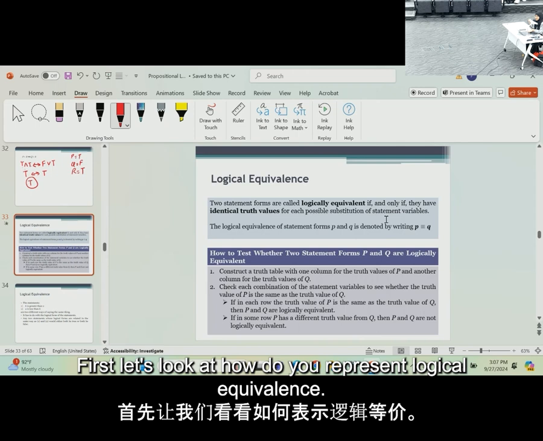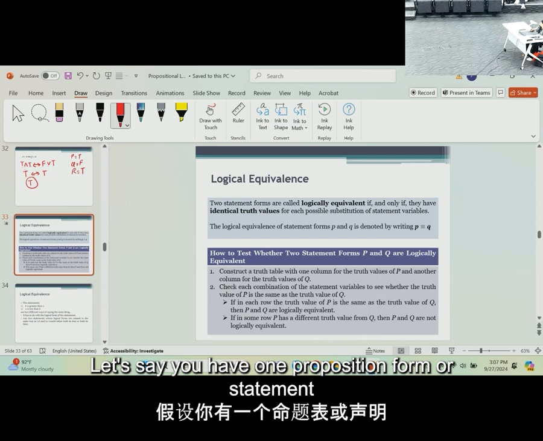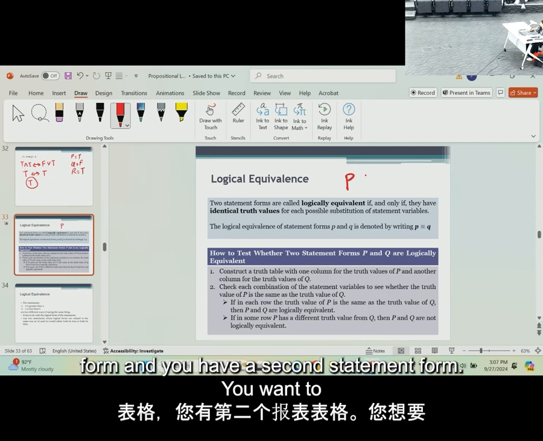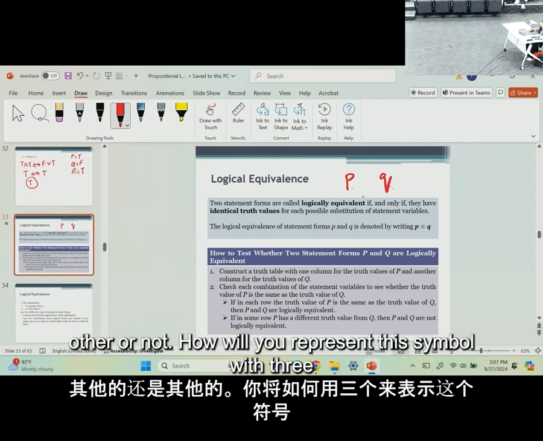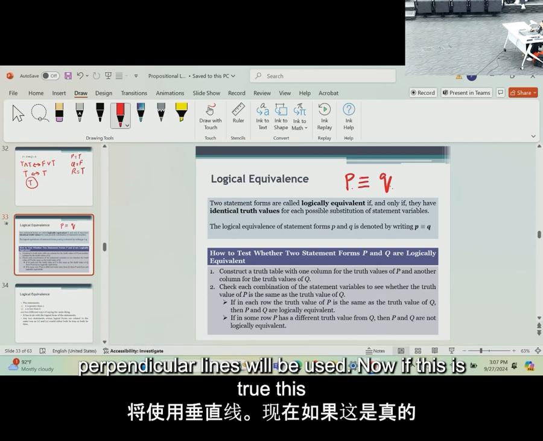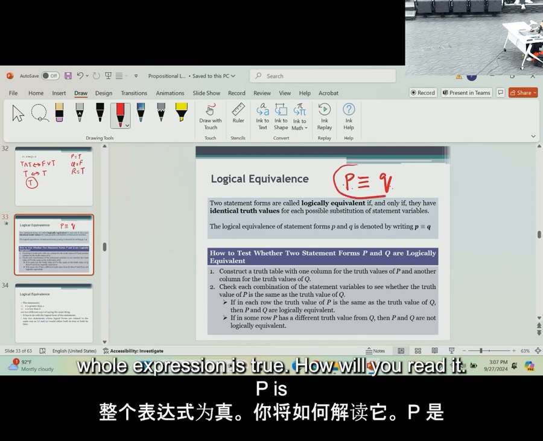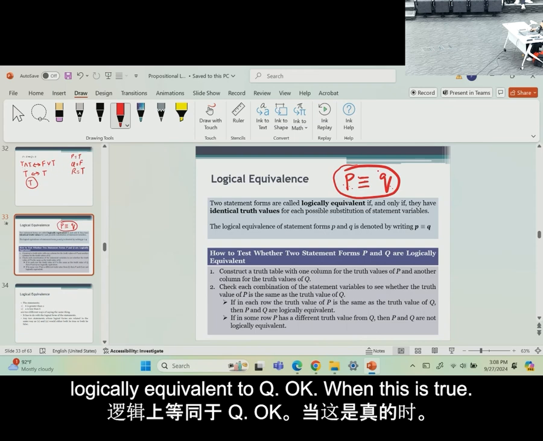What does it mean? First, let's look at how you represent logical equivalence. Let's say you have one proposition form or a statement form, and you have a second statement form. You want to find out whether they are logically equivalent to each other or not. How will you represent it? This symbol with 3 perpendicular lines will be used. Now, if this whole expression is true, how will you read it? P is logically equivalent to Q.